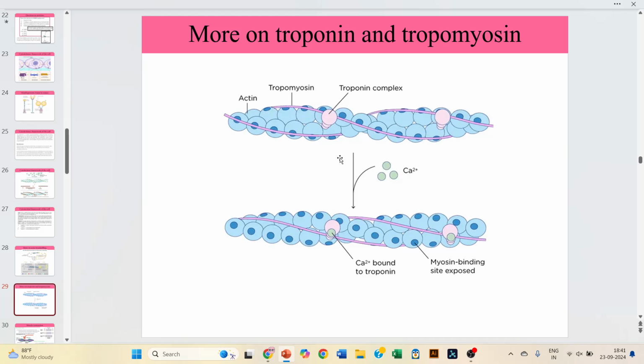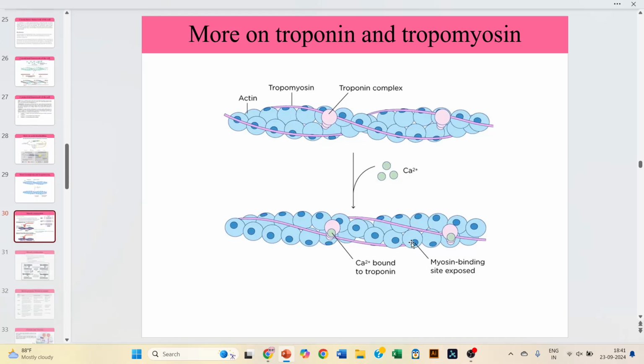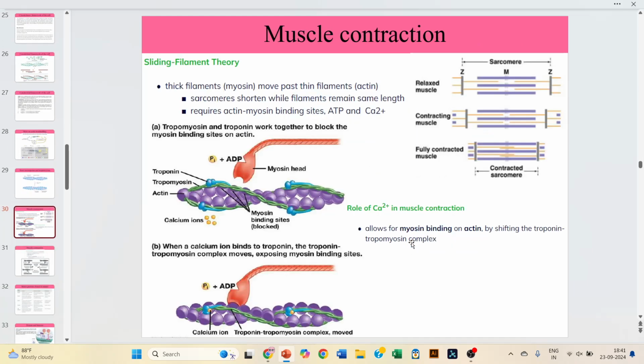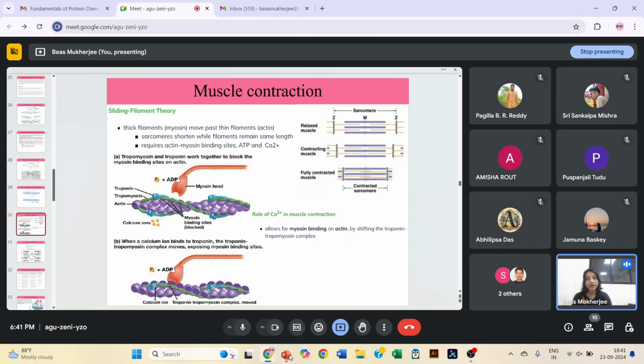And this, I hope you've understood that when calcium ions come, they bind to this troponin, and this is the myosin binding site that gets exposed. Then what happens? Then the myosin will come and bind, and then muscle contraction will happen. So you know about muscle contraction, I'm sure, and for today's class, I don't think there are many questions on muscle contraction, but then we will quickly go through it, okay?